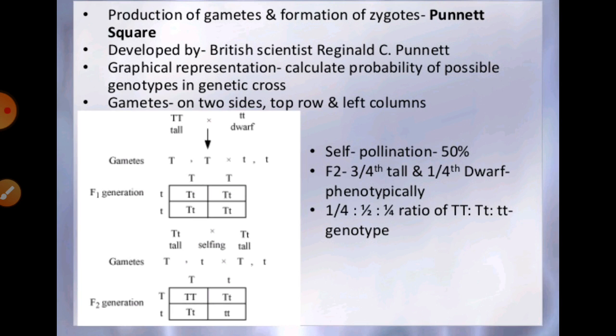And the Punnett square is a graphical representation for calculating probability. This Punnett square is a graphical representation to calculate the probability of all possible genotypes of the offspring in a genetic cross. While we cross all these things, in that particular condition we will get such types of things.